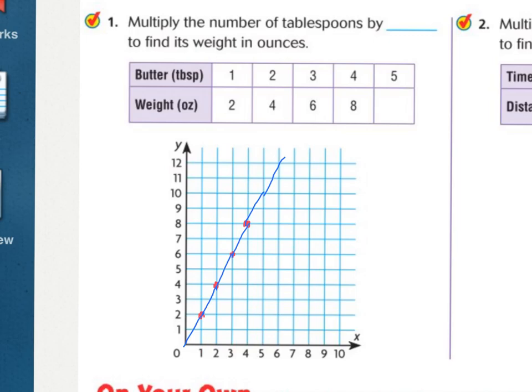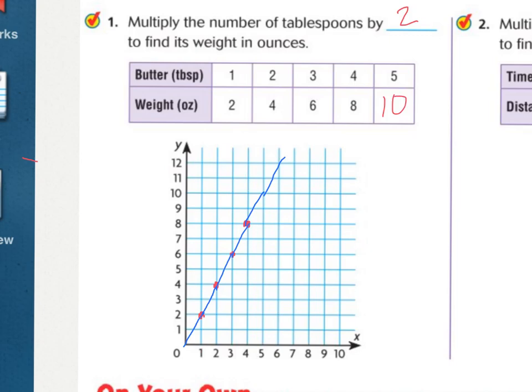What am I doing to my x coordinate to get my y coordinate? What am I doing to the butter? Because we're told to multiply the number of tablespoons, which is the butter, to find the ounces. What am I doing to each of those? I am multiplying it times 2. So then what is my missing term? I have 5 here. If I multiply that times 2, I get 10.